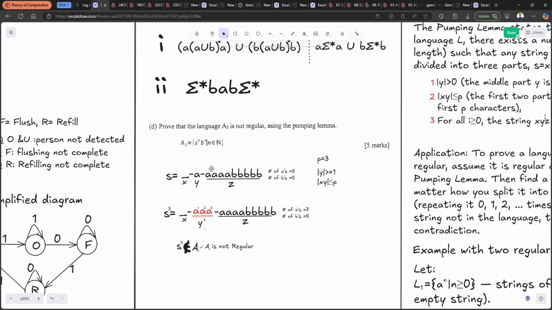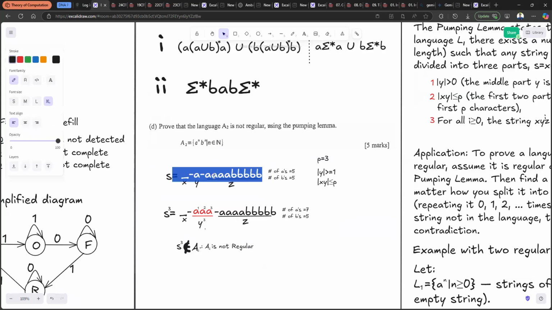Then you divide the string, your selected string that you want to pump, into 3 parts, X, Y, and Z. Z is the remainder, but X and Y must be in the first P characters of your string. So let's say we have a string here of length 6, and we selected a pumping length of 3. What it means is that the total length of X plus Y must be within the first 3 characters of that string. And then obviously everything else, once you do that, is Z by default.